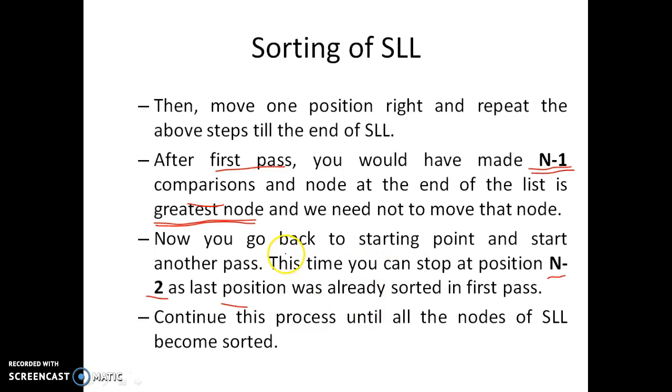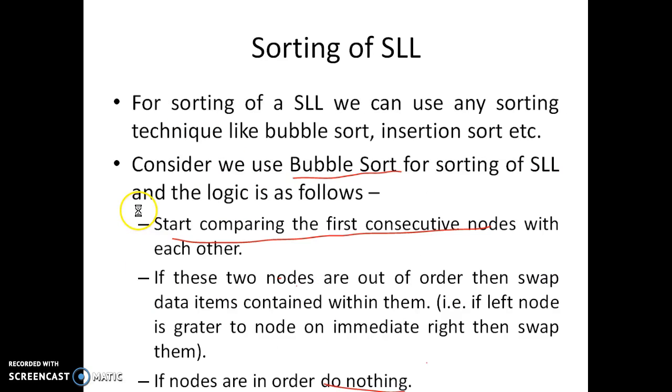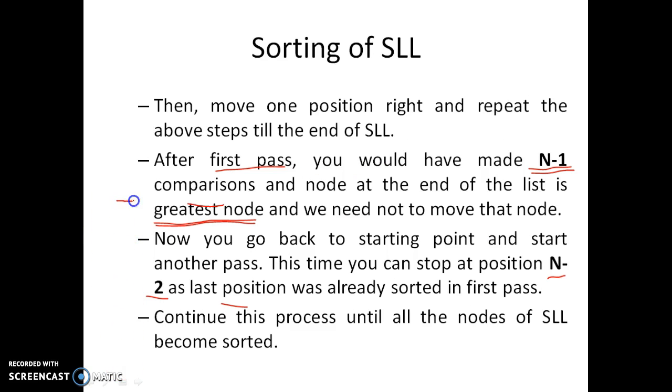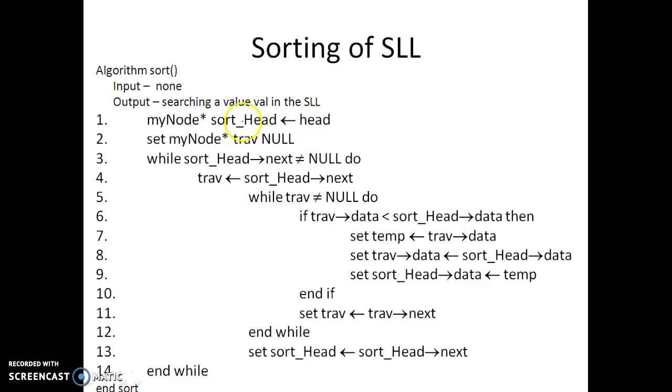So step number 1, 2, then 3 will get repeated until all the nodes in the linked list get sorted. Consider this is the sorting algorithm. As we know, we are not moving the head pointer, so we are creating sort head, another pointer, and trav. trav is initially assigned to null and sort head is assigned to head.